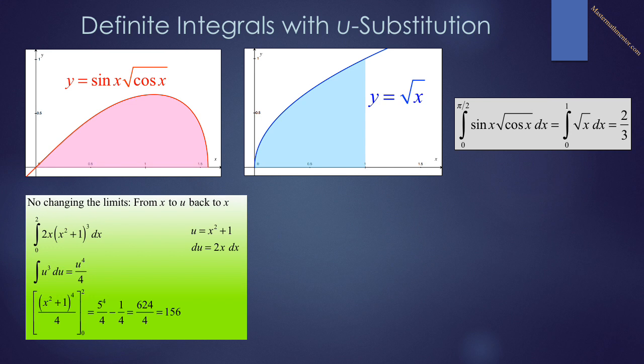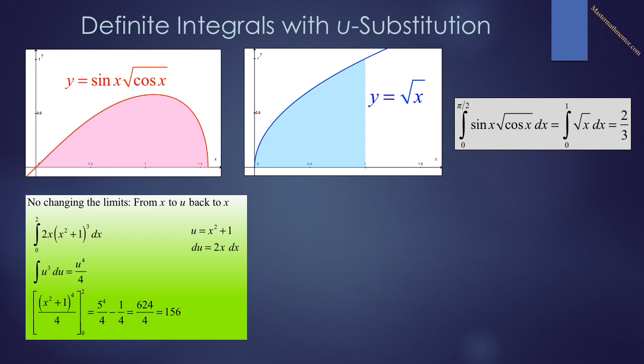The problem is the integral from 0 to 2 of 2x times the quantity x squared plus 1, quantity cubed, dx. We are not going to expand the expression. We're going to do the problem with u-substitution. So u is equal to x squared plus 1 and du is equal to 2x dx, which is already in the problem, so we don't have to do anything.